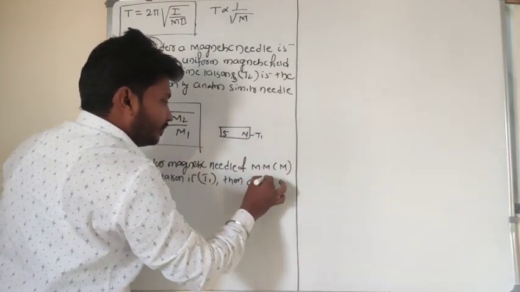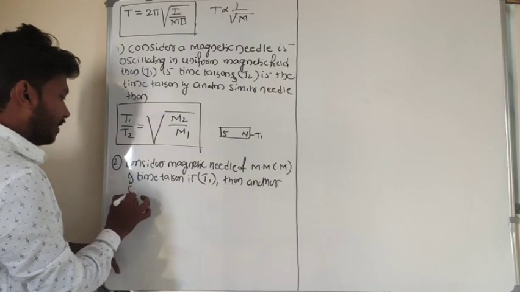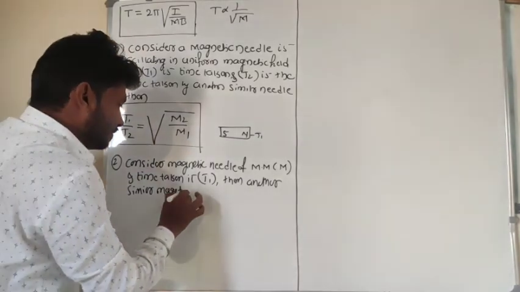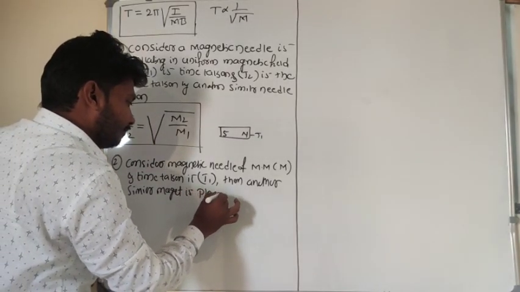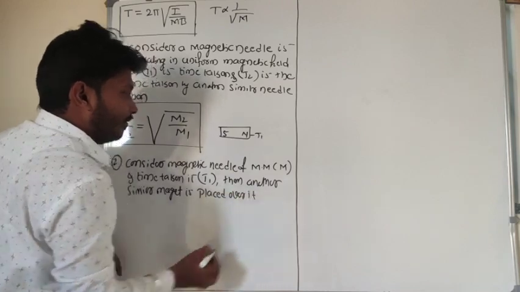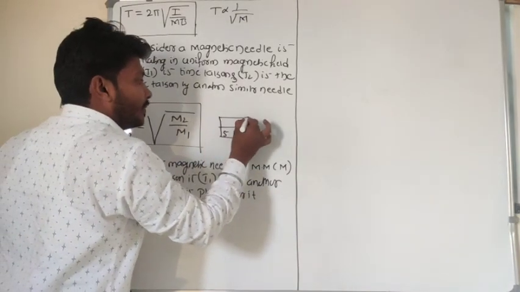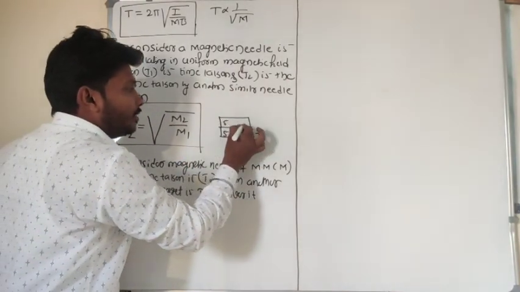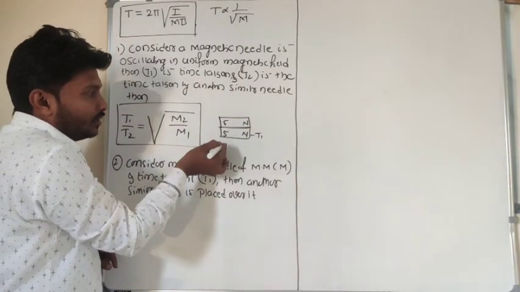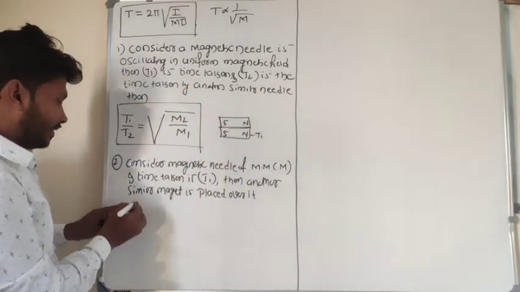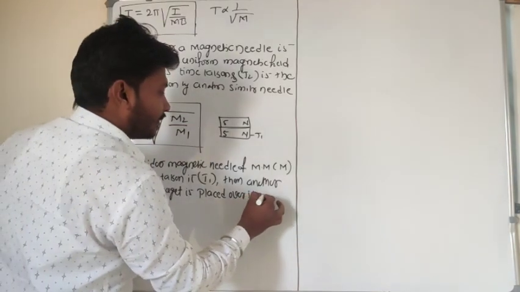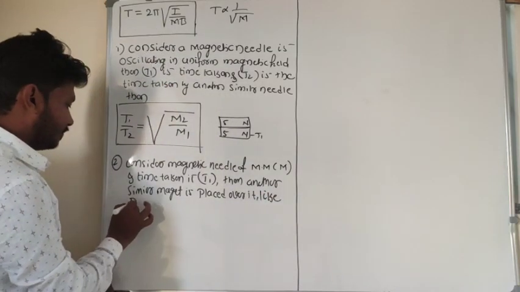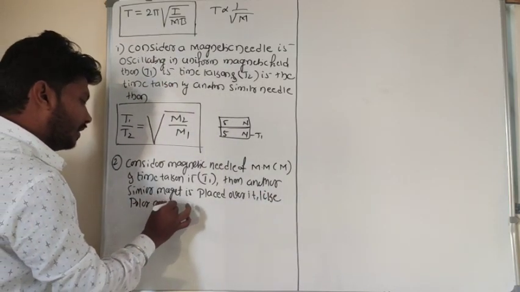Then another similar magnet is placed over it. I will take another magnet and place it over the first magnet, in such a way that like poles are in contact. Here south poles are in contact and north poles are in contact. Similar magnet is placed over it, like poles in touch.